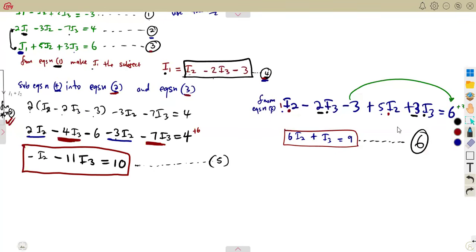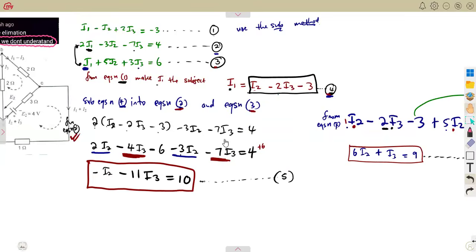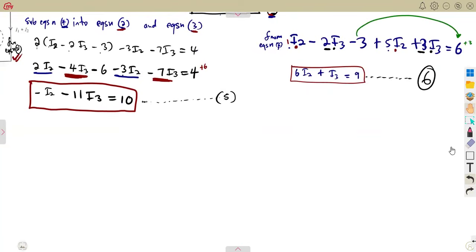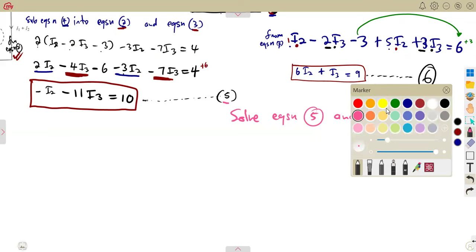That is where you can even apply that elimination that you were saying here. You can even use elimination because you're just left with the two unknown values. So in this case, you are going to focus on equation 5 and 6. Solve equation 5 and 6 using any method of your choice. It's going to be elimination or substitution. As for me, guys, I'm just going to consider that same substitution.